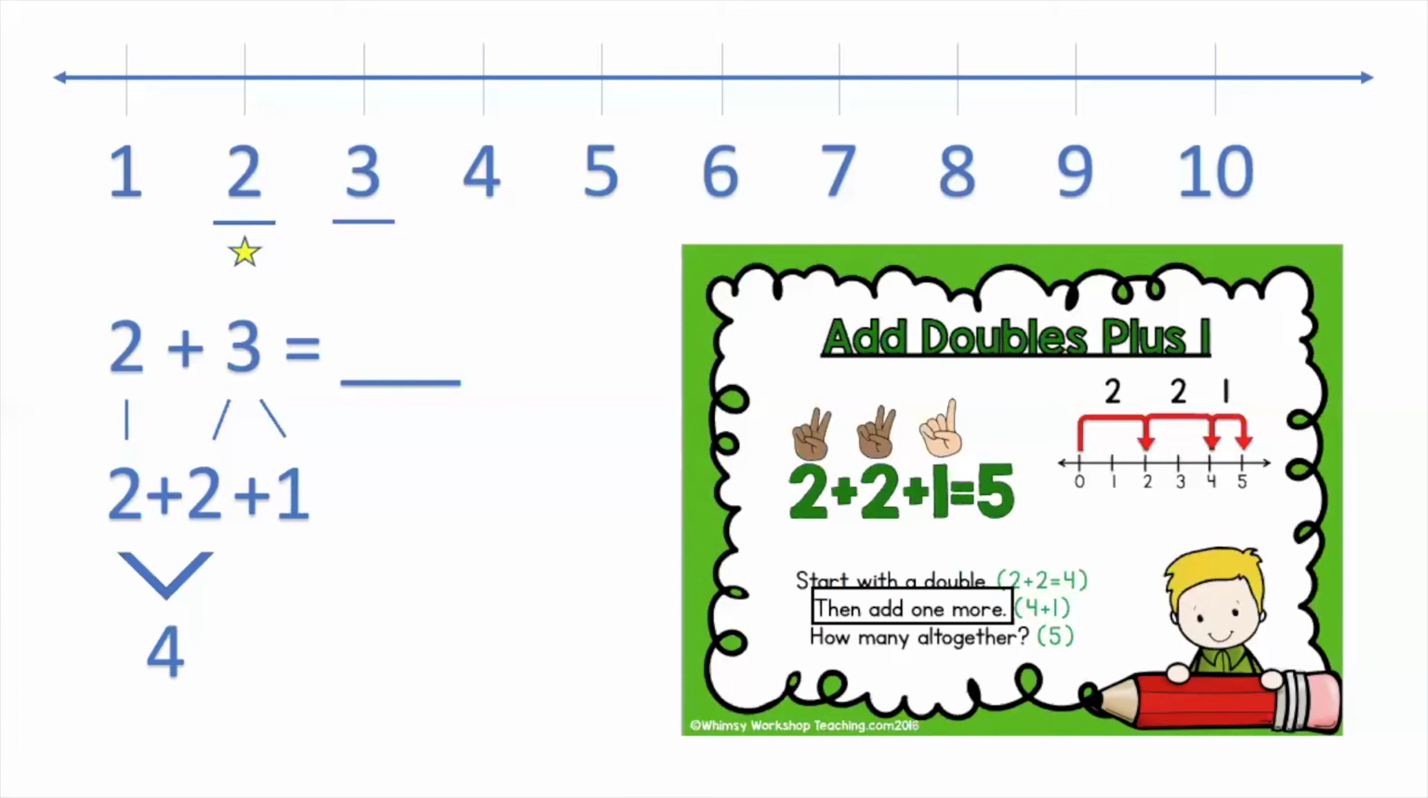We already put 2 and 2 together because it was a double. But remember, our equation is 2 plus 2 plus 1. We still have to add the 1. So I bring it down.